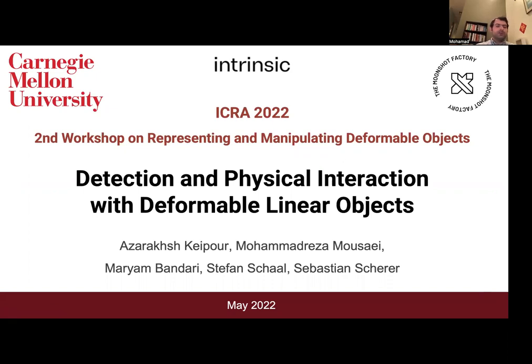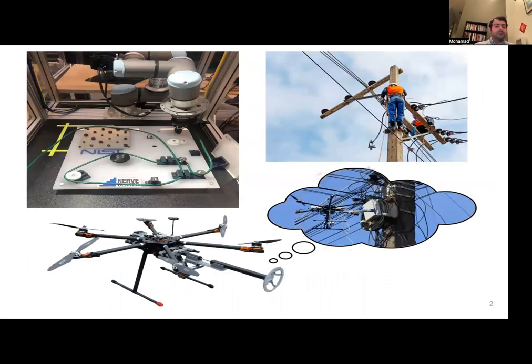Hey everyone, I am Mohammad Reza Musai and I am presenting our work on detection of deformable linear objects and the physical interaction of aerial robots with these objects. Deformable objects such as cables and wires are part of many of our everyday and industrial tasks. We collectively name them deformable linear objects or DLOs.